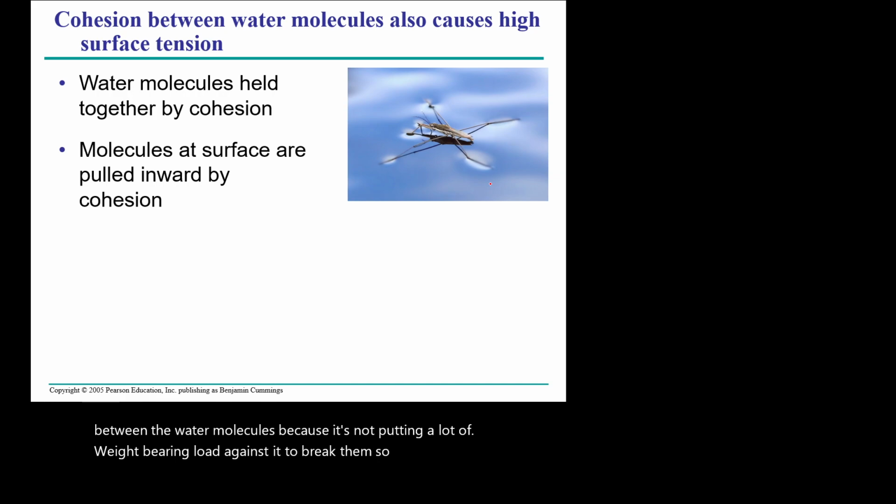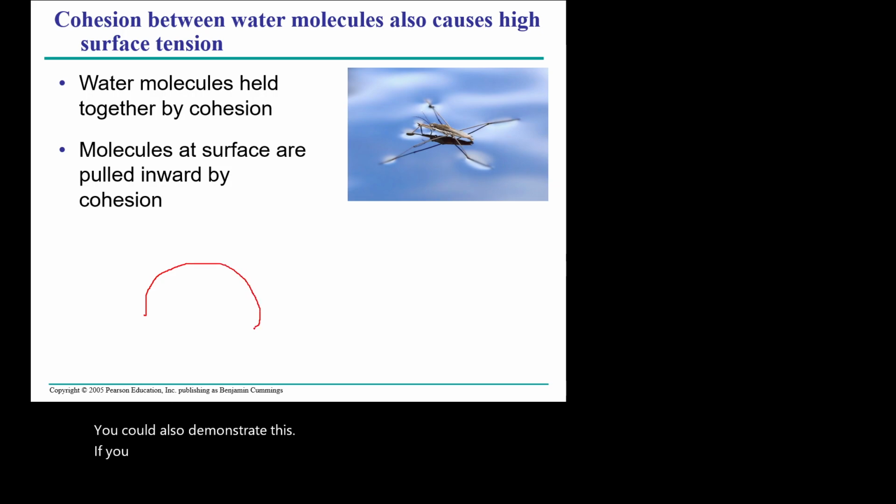So for some organisms that have that really high surface area and they don't cause the hydrogen bonds to break, they can in fact walk across the surface of the water. You could also demonstrate this if you have a penny. Another lovely attempt here of drawing with my mouse.